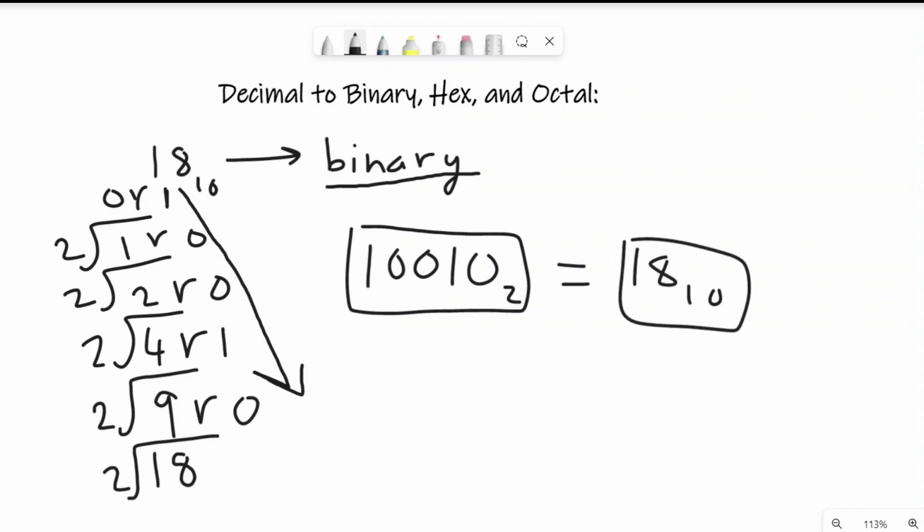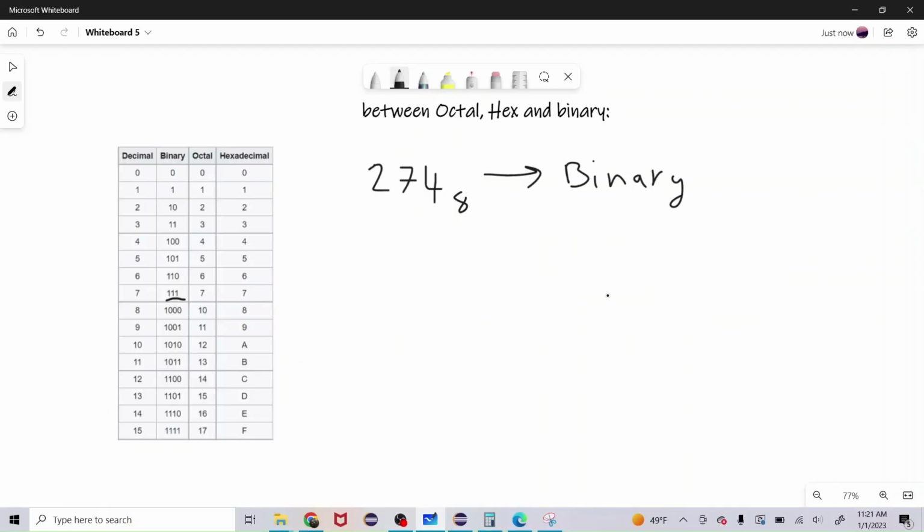So this is how you get from decimal to any of the other three number systems. So just remember to divide by the base value of that system, and then keep dividing and putting all the remainders together at the end. Okay, so the last thing you're going to need to know is how to convert between octal, hex, and binary.